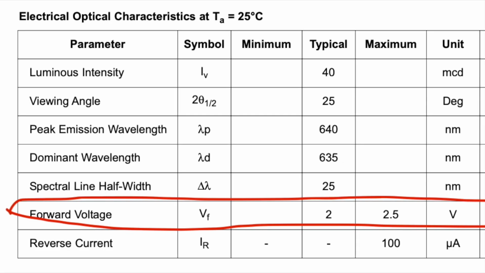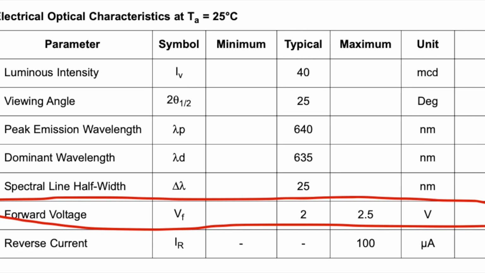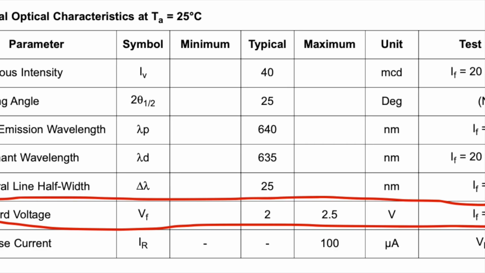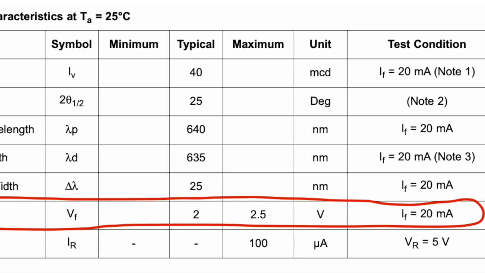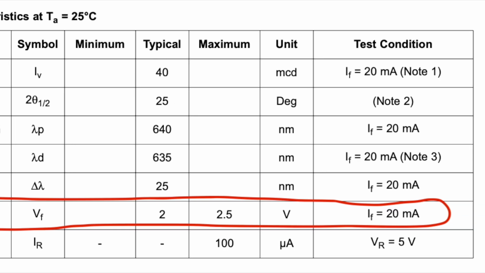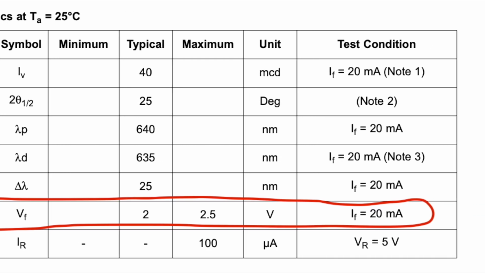I jumped online and found the forward voltage for a red LED off of a data sheet. It tells me it is 2 volts. The other thing I need to know from this chart is the forward current, which happens to be 20 milliamps.